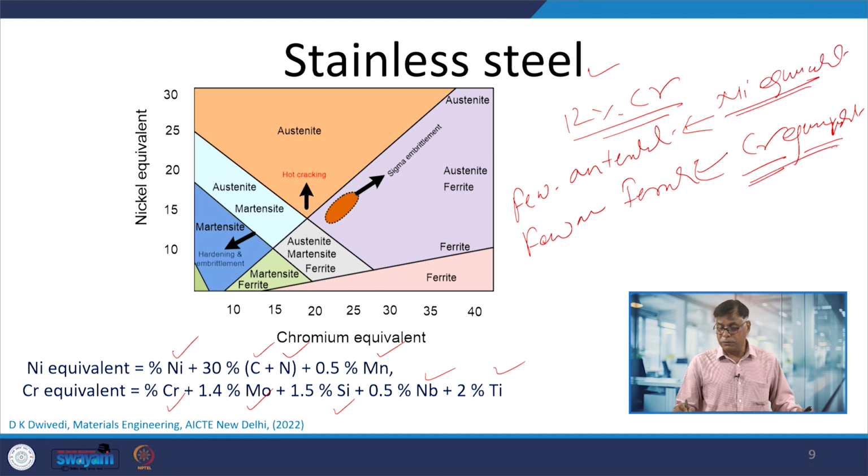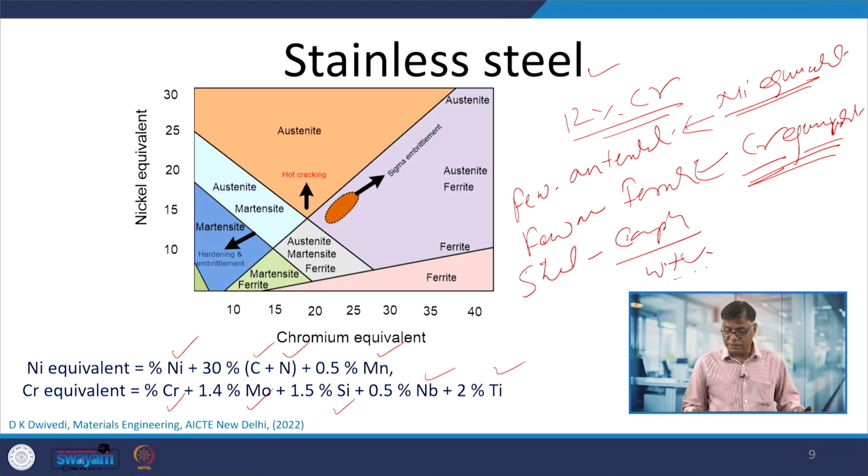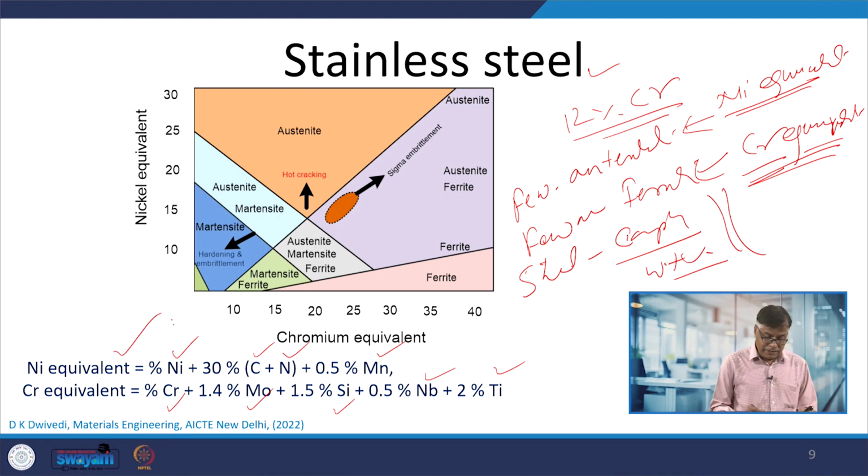So, for the nickel equivalent and chromium equivalent, take any steel, see what its composition is in weight percentage of the different alloying elements, and then calculate the corresponding nickel equivalent or chromium equivalent. To calculate the nickel equivalent, consider the weight percentage of nickel, carbon, nitrogen and manganese, and use this equation. The weight percent of nickel is directly added, then 30 multiplied by carbon plus nitrogen, and 0.5 multiplied by the manganese content. The algebraic sum of all these gives us the nickel equivalent.